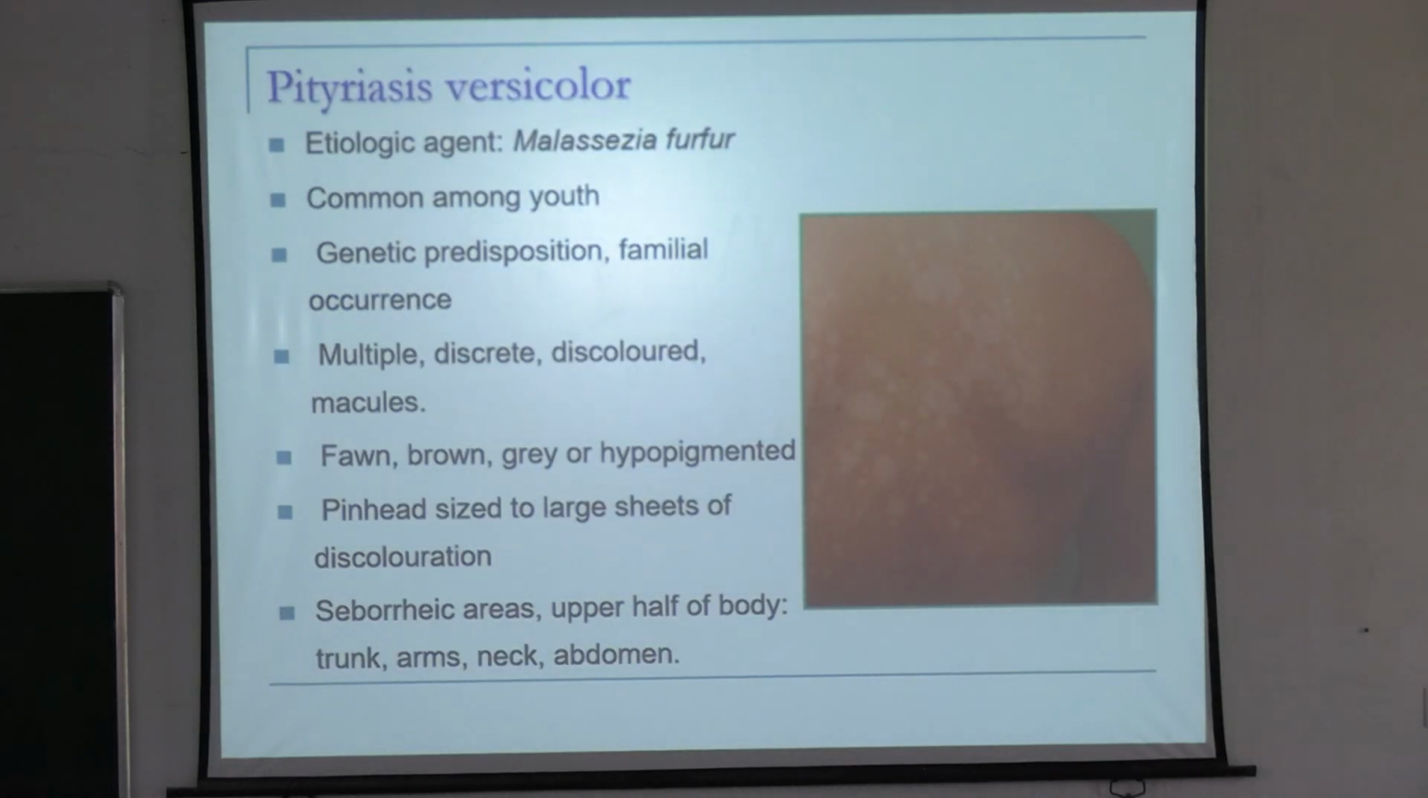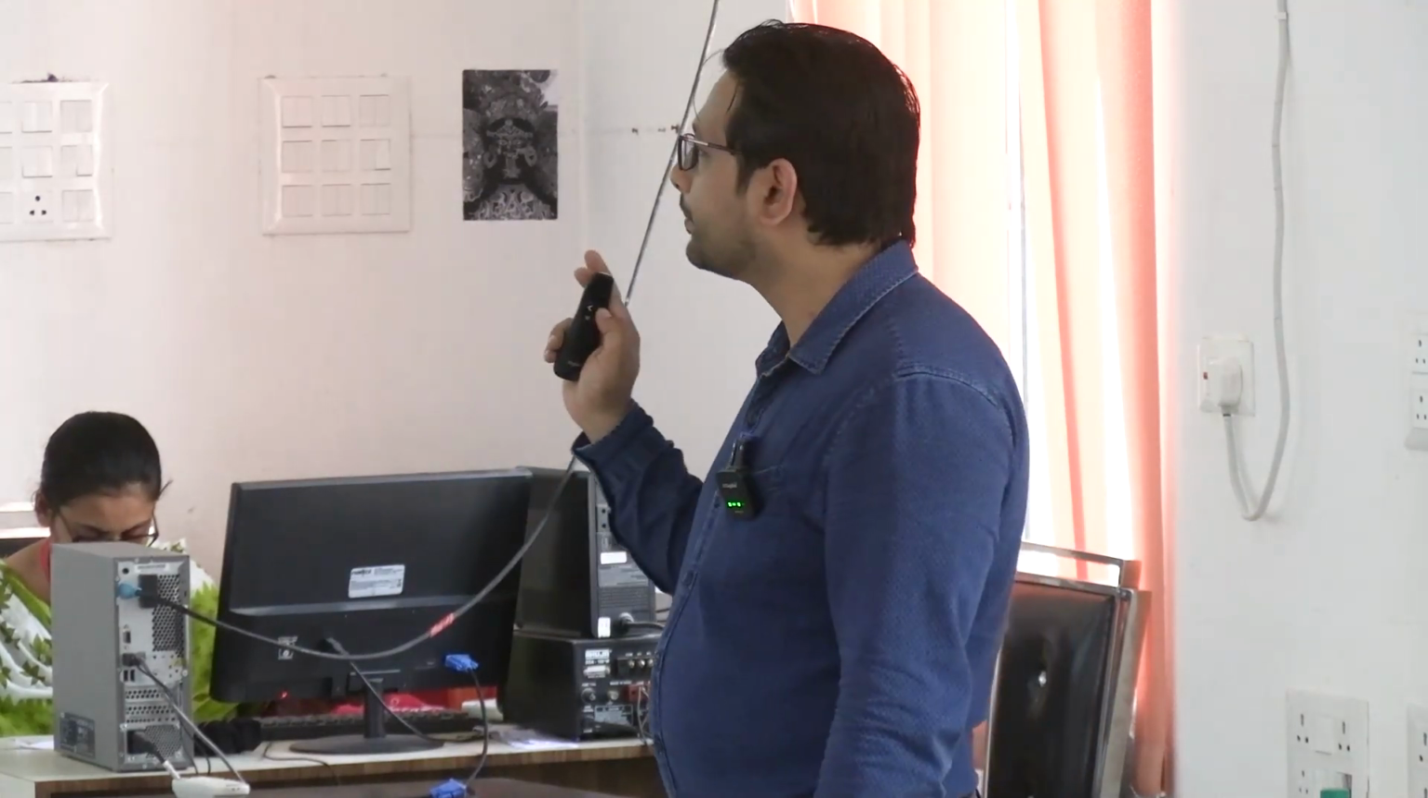Then pityriasis versicolor. Pityriasis versicolor is also very common. In Bengali we say shuli, chuli. I do not know what it is in Hindi. It is very common: whitish and brownish patches. This is the season of tinea. You see it on the trunk and chest area. The etiological agent is Malassezia furfur. So this is not Candida. They are all fungal infections, but their species are different.